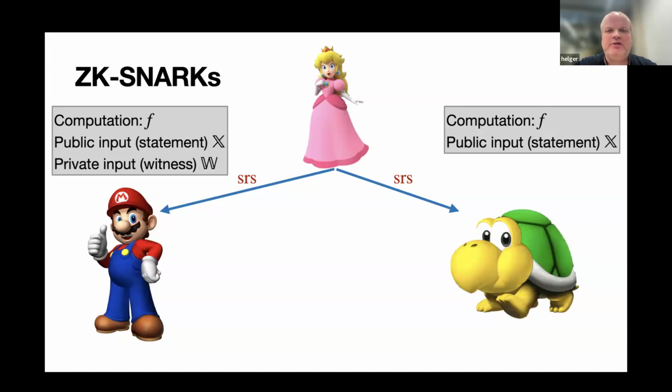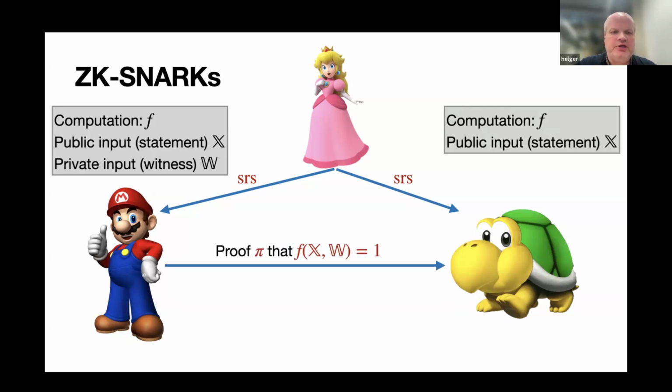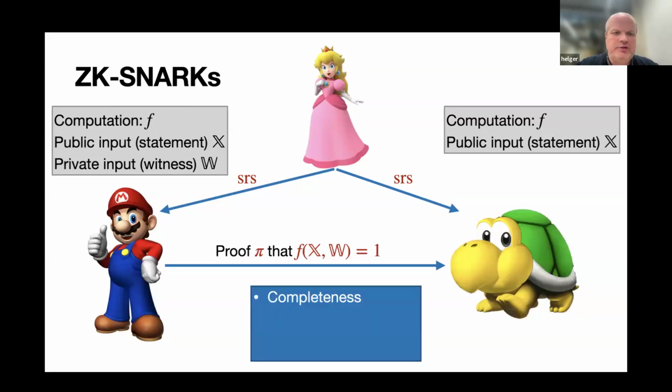essentially always have a trusted third party who generates a structured reference string and sends it both to the prover and the verifier. The prover applies the computation to the private input and public input, and then adds to this a proof that the computation was done correctly. And as usually in the case of zero knowledge, we have the properties of completeness, knowledge soundness, zero knowledge.